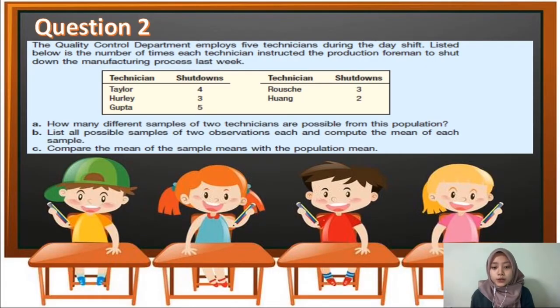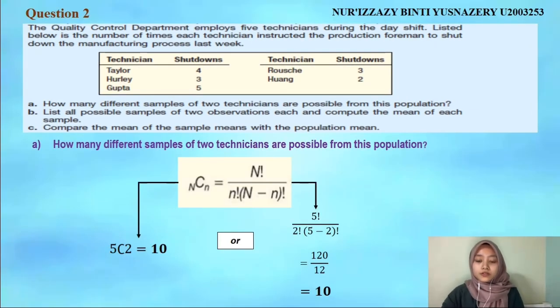So for question 2, the Quality Control Department employs 5 technicians during the day shift. Listed below is the number of times each technician instructed the production foreman to shut down the manufacturing process last week. So for question 2A, how many different samples of 2 technicians are possible from this population?